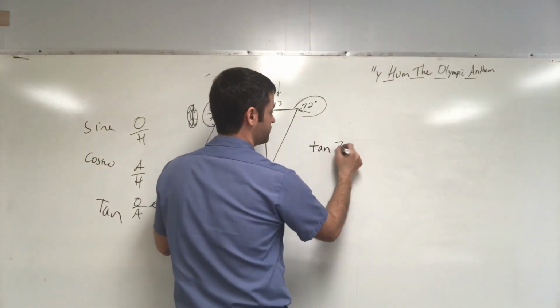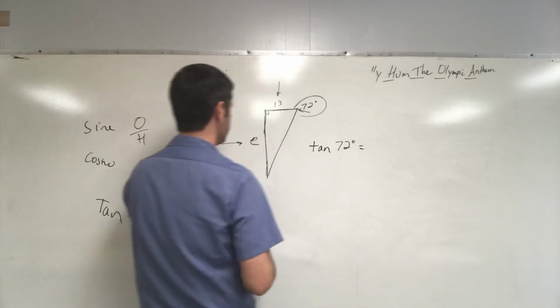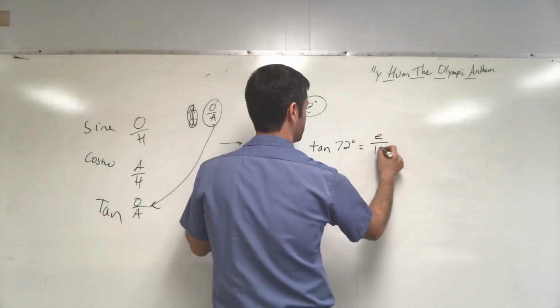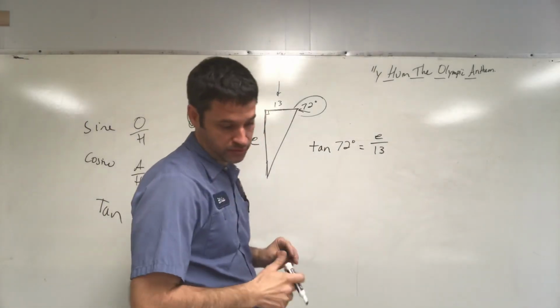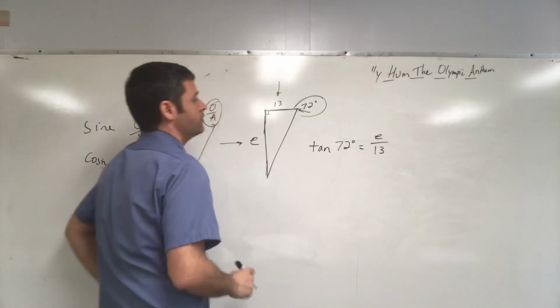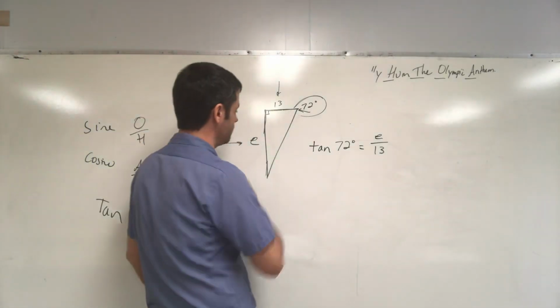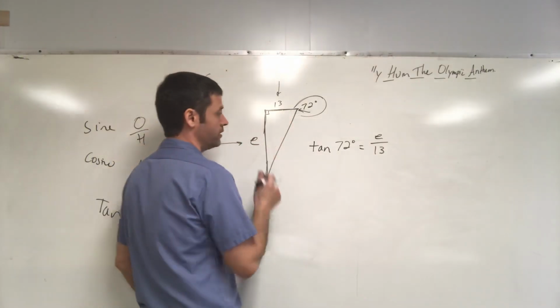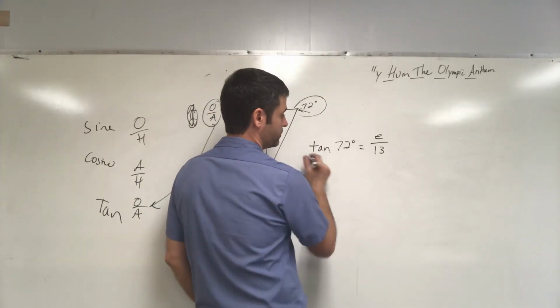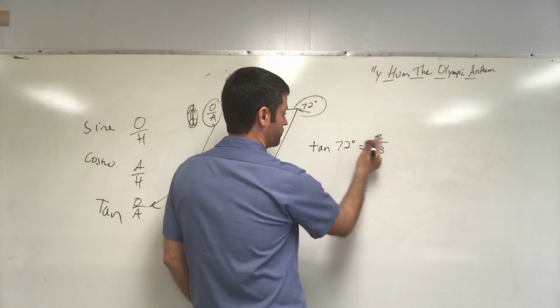Tangent of 72 degrees is equal to opposite over adjacent, and then solve for E. You could call it X or you could call it anything. In this case, we just call it E. You can use your calculator and find the tangent of 72, just like we did previously. But first, let's rearrange this.